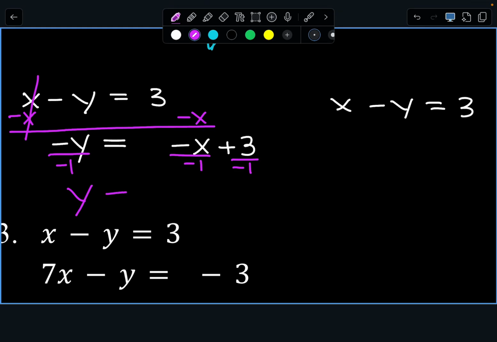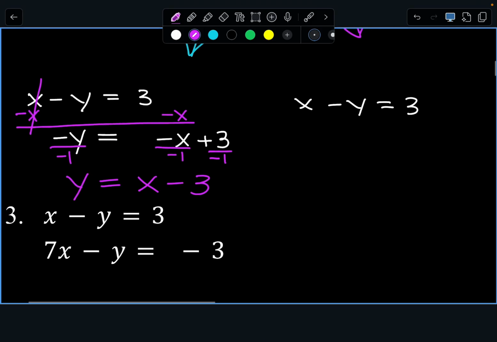That means I'm left with y equals x minus 3 as my equation. So that's the first method, by removing everything else from y. Second way, when I have a minus y, to avoid dividing everything by a negative 1, I can actually add it to the other side. So that's a big or.